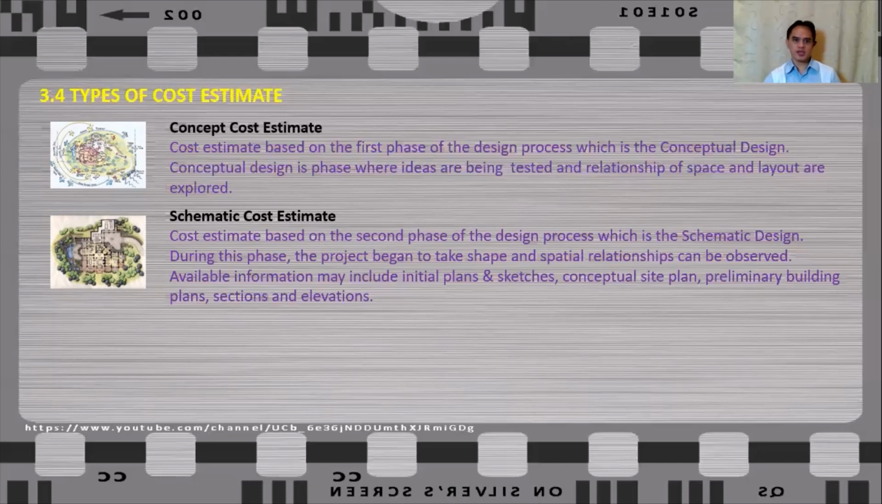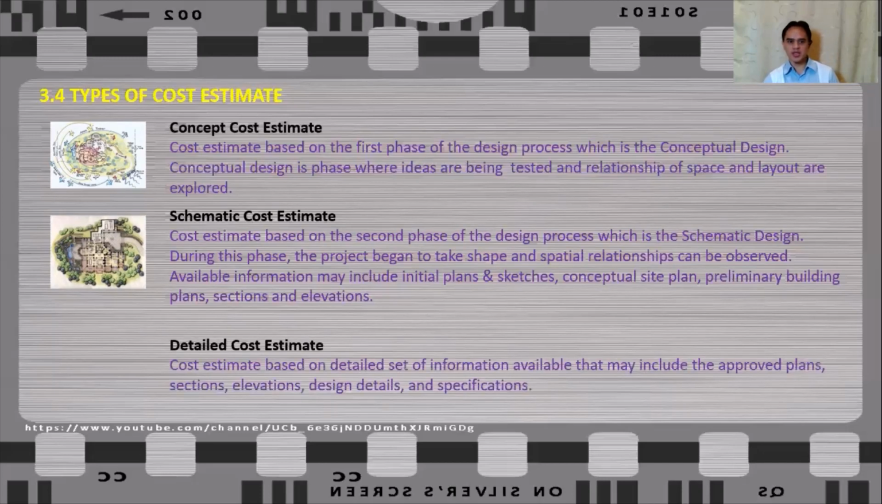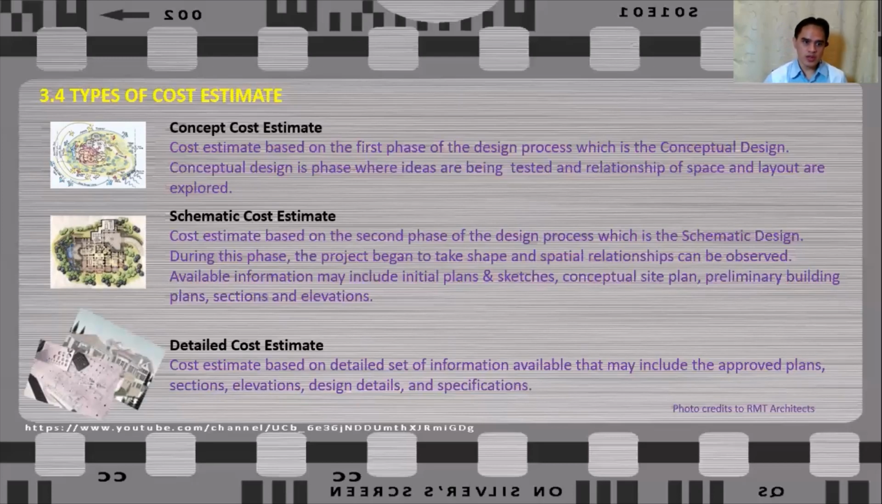And the next type of cost estimate is called a detailed cost estimate. So this is a cost estimate based on a detailed information available that may include the approved plans, sections, elevations, design details, and the specification. So you can already have a complete set of plans and details during this stage.